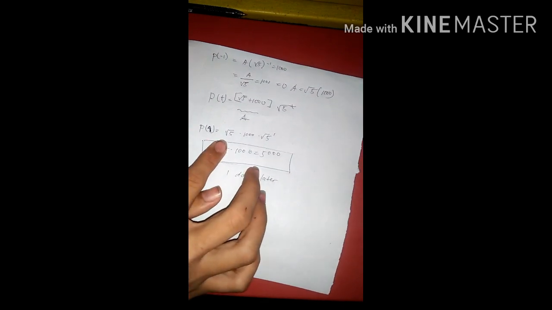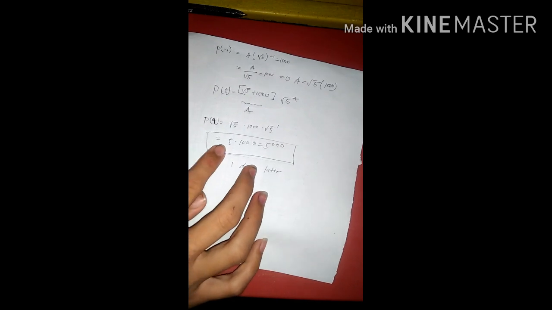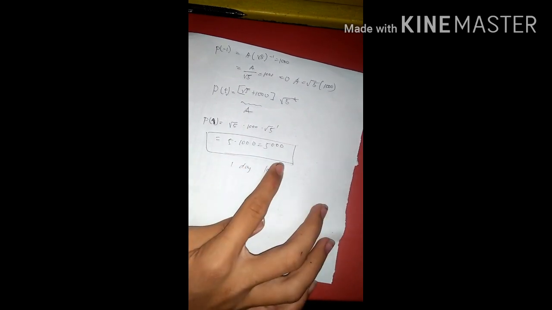If we multiply both sides, we'll get that the initial amount a is the square root of 5 times 1000, and that's our constant a. So the population at time t equals 1000 times the square root of 5, times the square root of 5 to the t. So let's put in t equals 1: the population equals square root of 5 times 1000 times square root of 5, which is 5 times 1000, which equals 5000. That's the answer for the bacteria.